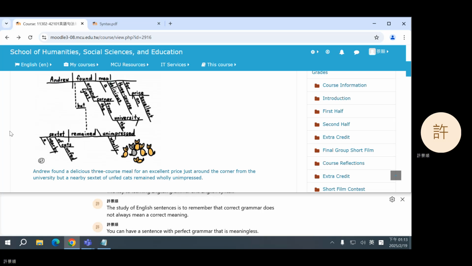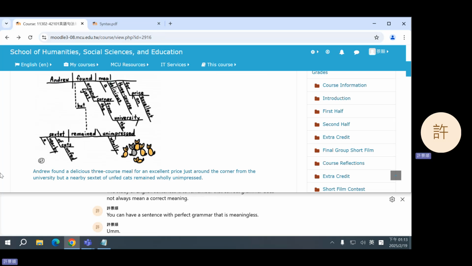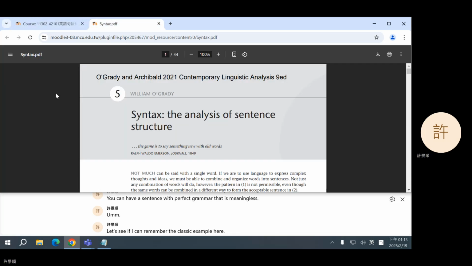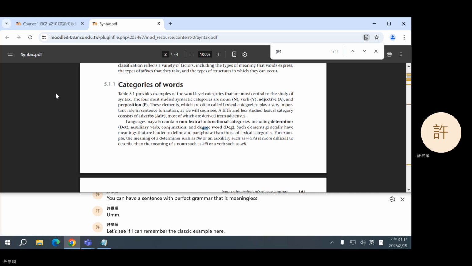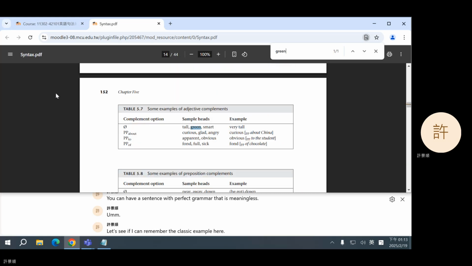Let's see if I can remember the classic example here. No, it doesn't have it. Okay, hang on.